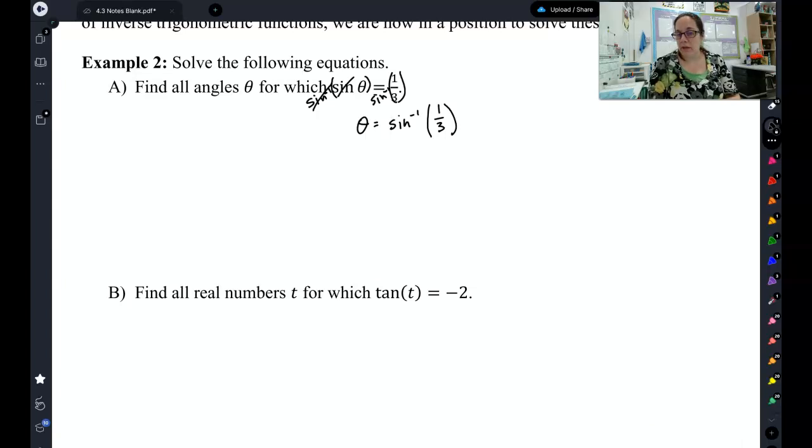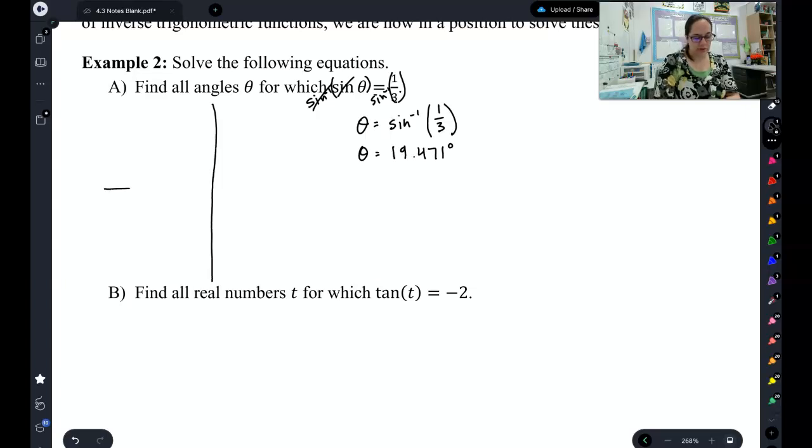Which, once again, make sure you're in degree mode. We can just type into our calculator, and we get an angle of 19.471 degrees. Which, let's graph so we can see where this is. So it's a pretty small angle of 19.471 degrees.